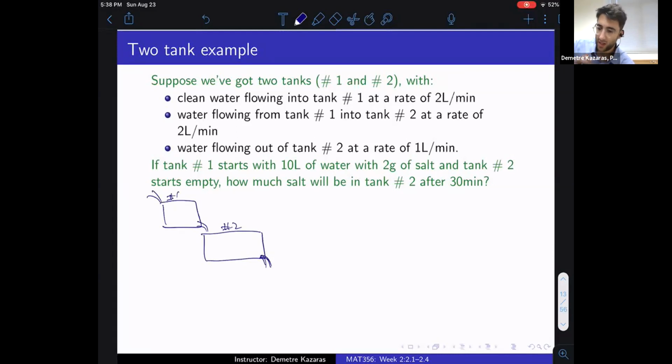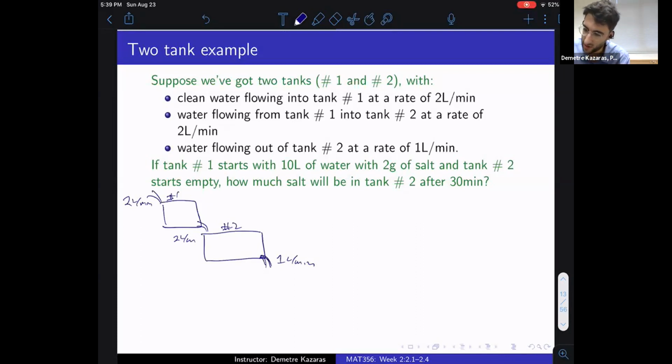All right, so here's what we know. Clean water flows into tank number 1 at a rate of 2 liters per minute. Clean water this time, as opposed to the salty water. What else do we know? Water flows from tank 1 into tank 2 at a rate of 2 liters per minute. And then water flows out of tank number 2 at a rate of 1 liter per minute. So we imagine tank number 1 is going to be at a constant volume, whereas tank number 2, the volume of liquid in there will be increasing over time.